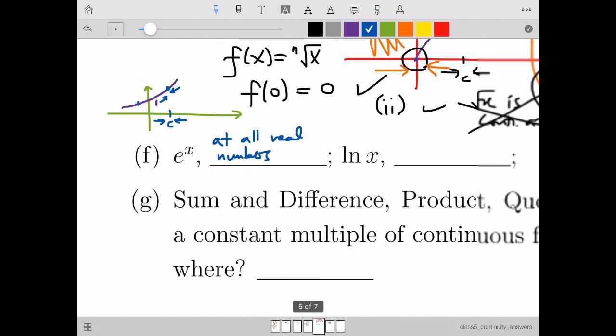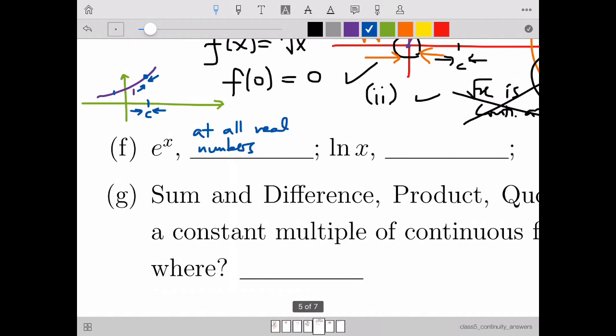ln x, what was the graph of ln x? That was the mirror image about the line y equals x. So it looks like this. So for ln x, at any c bigger than 0, the function is continuous. So at any x bigger than 0, ln x is continuous.